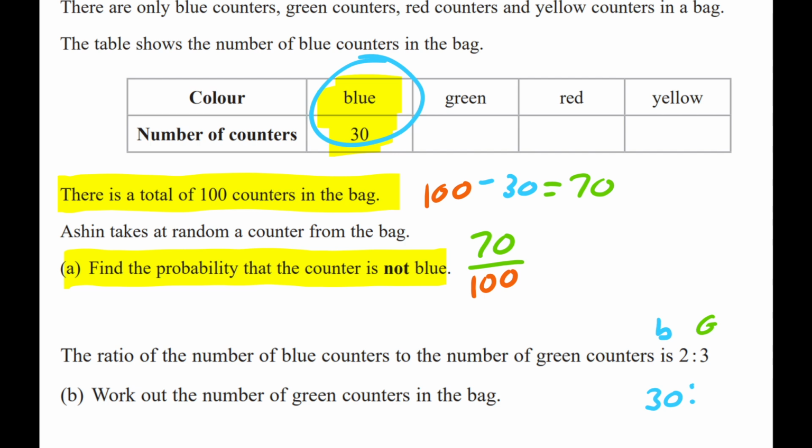So 2 parts in that ratio represent the blue counters, which is 30. So in order to go from 2 to 30, we multiply by 15, because 30 divided by 2 gives you 15. We're now going to multiply the 3 green parts by 15, and 3 times 15 gives you 45. So that tells us that there's 45 green counters in this bag.